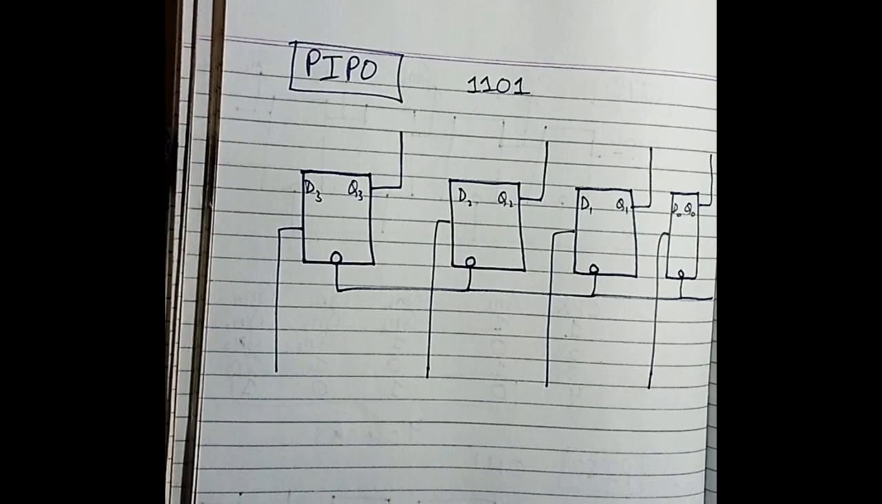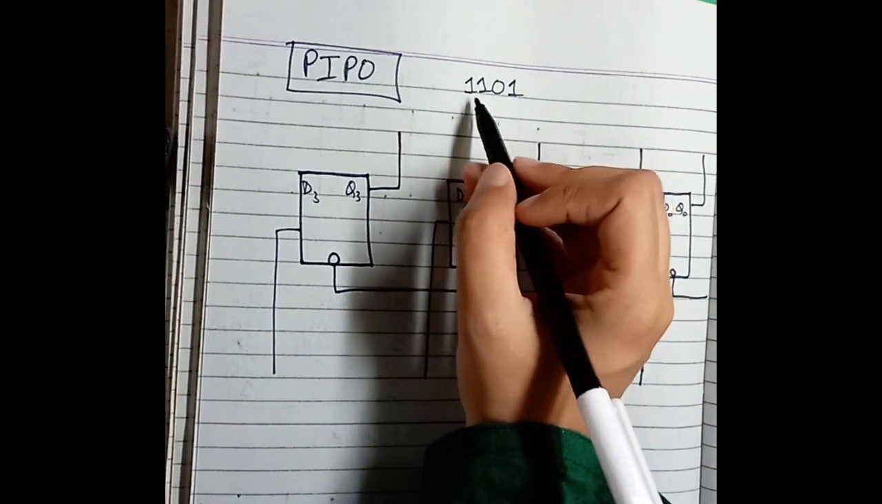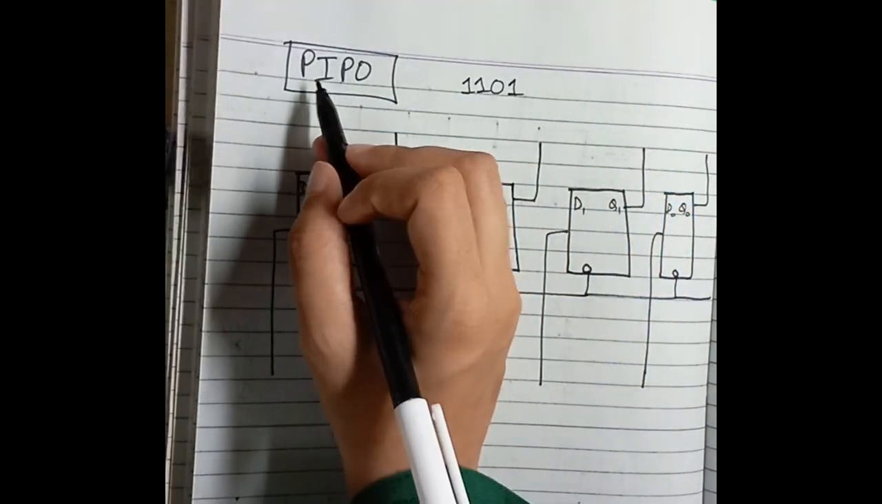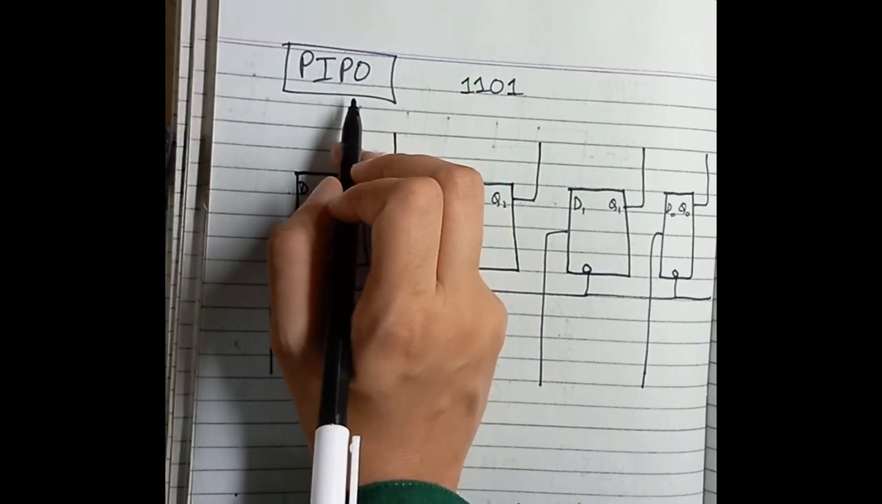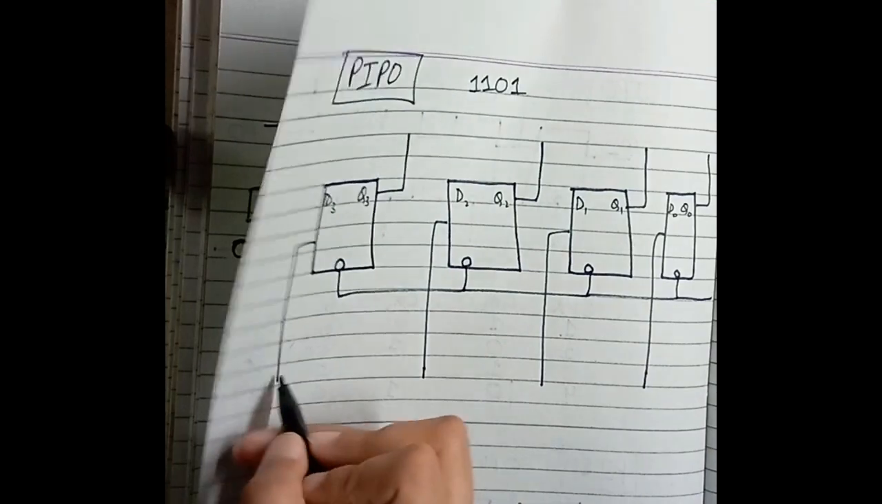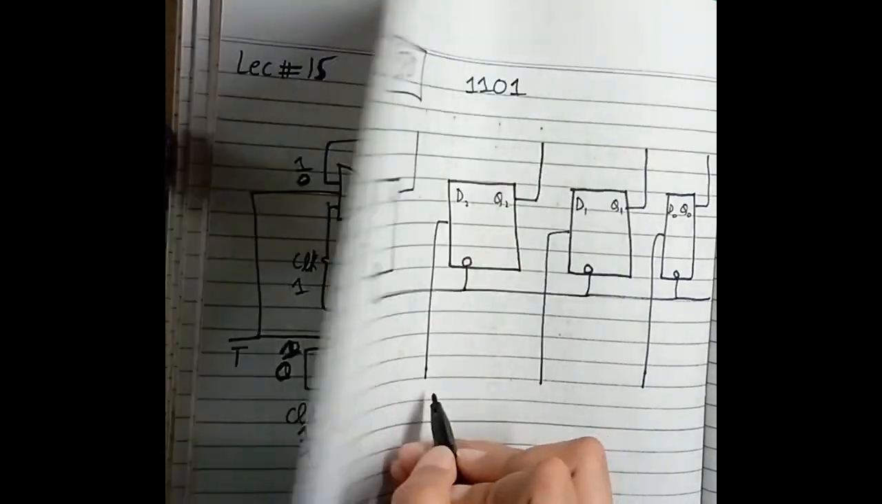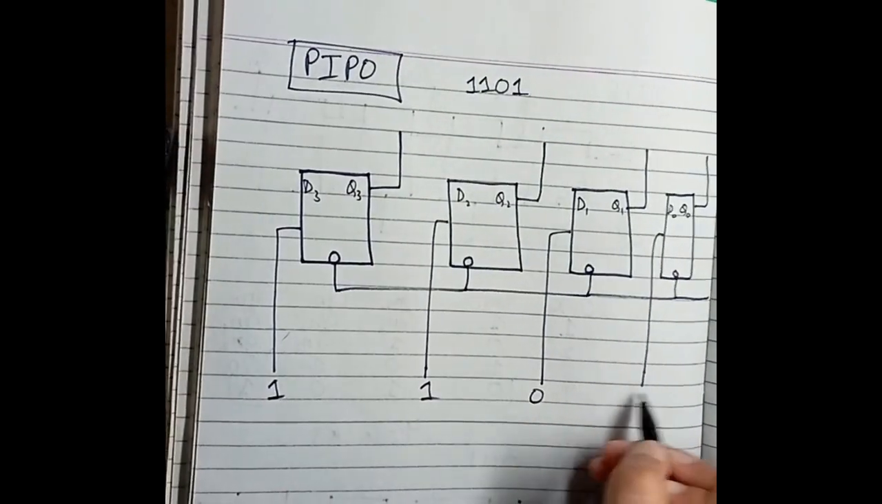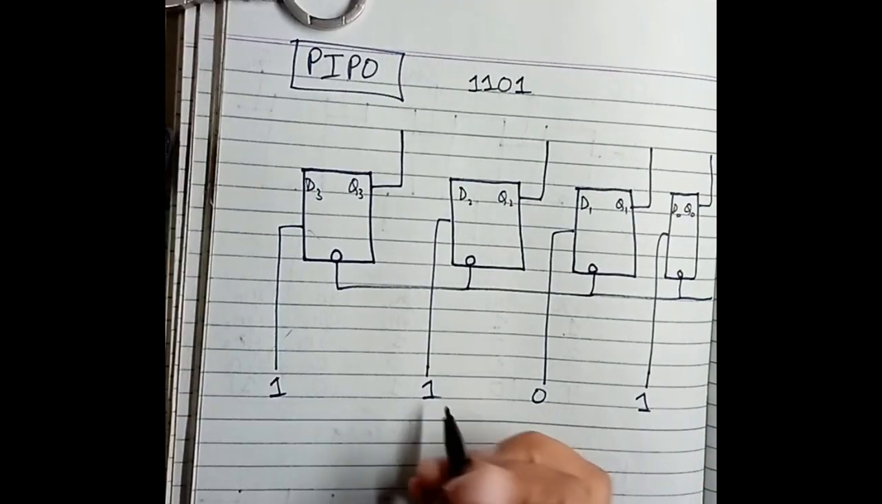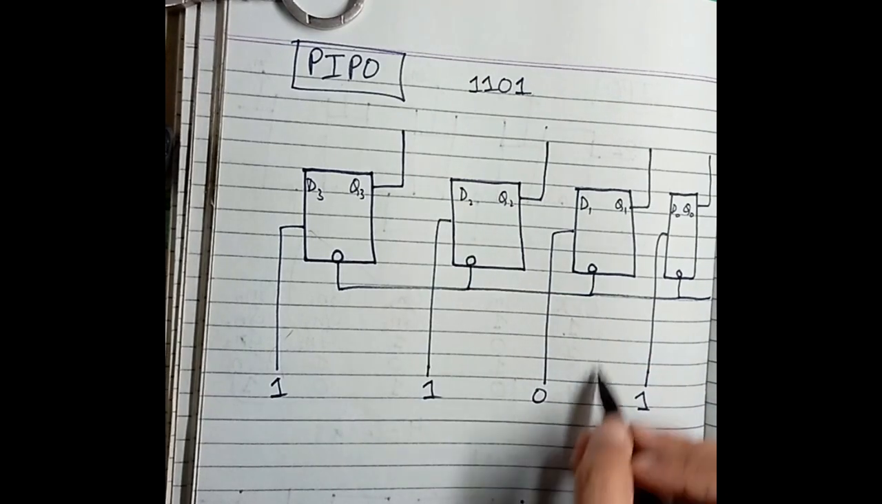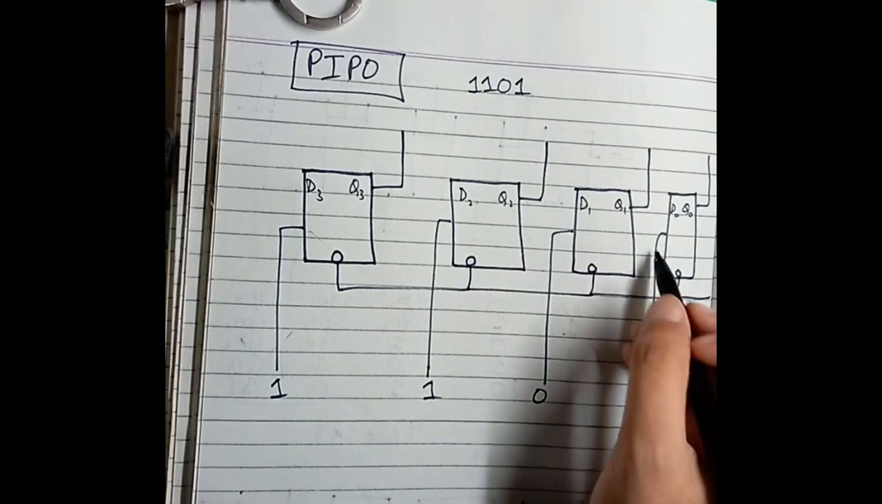This is our fourth register, the parallel input parallel output register. We are taking our value as 1101 as it is the parallel input, the same input as for the parallel input serial output. So for the input we will have 1, 1, 0, 1. This one is here as the input, this one is here, this 0 is here, and this 1 is here as the input.